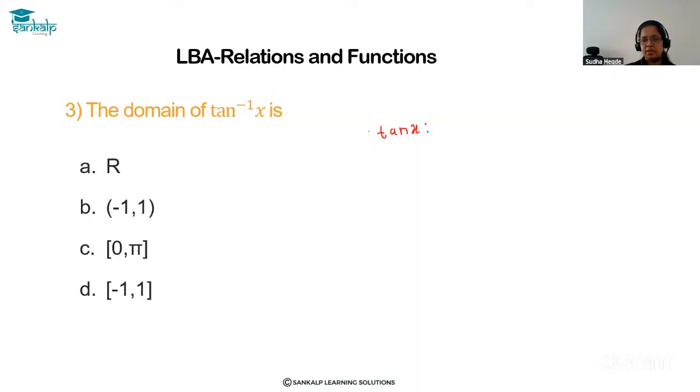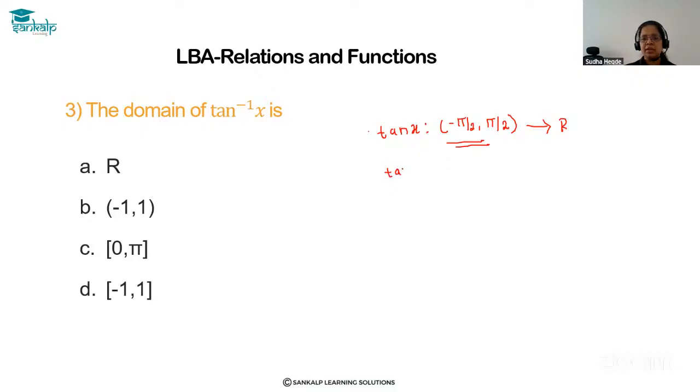The function tan x is from where to where? It is minus pi by 2 to pi by 2. It must be an open interval because tan pi by 2 is not defined. Even tan minus pi by 2 is not defined. Correct? So, here in this domain, tan is bijective. So, if a function is bijective, then it is invertible.